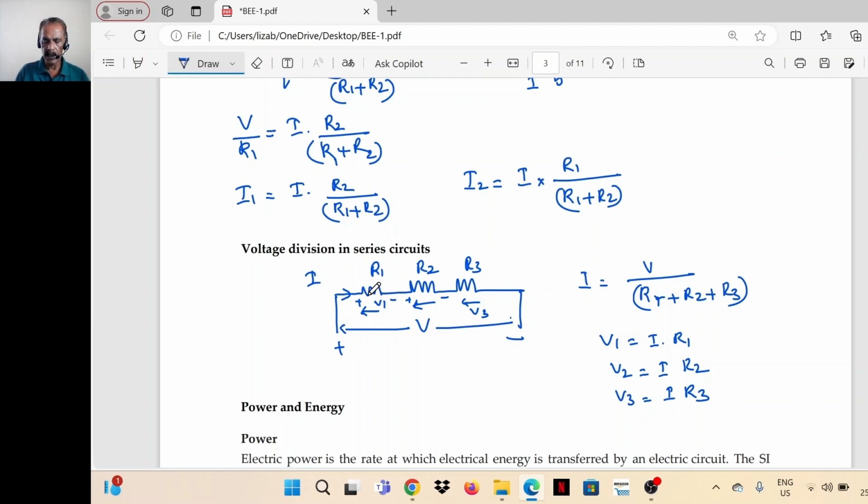Now in this case there are three resistors R1, R2, R3. To find the voltage across the individual resistors, you have to find the total current, that is V divided by R equivalent, where R equivalent is R1 plus R2 plus R3. So V divided by R equivalent will give you the total current. The current into individual resistance, that is I into R1 will give V1, I into R2 will give V2, I into R3 will give V3.